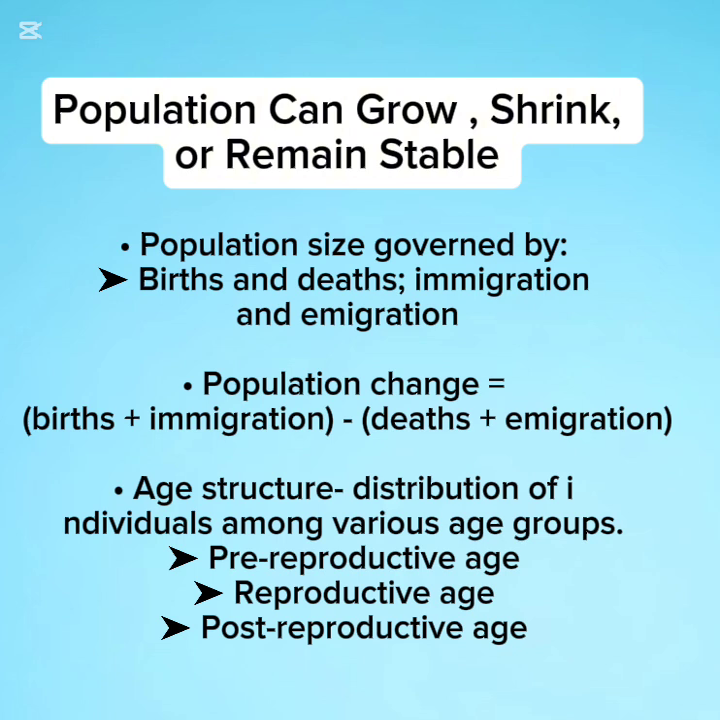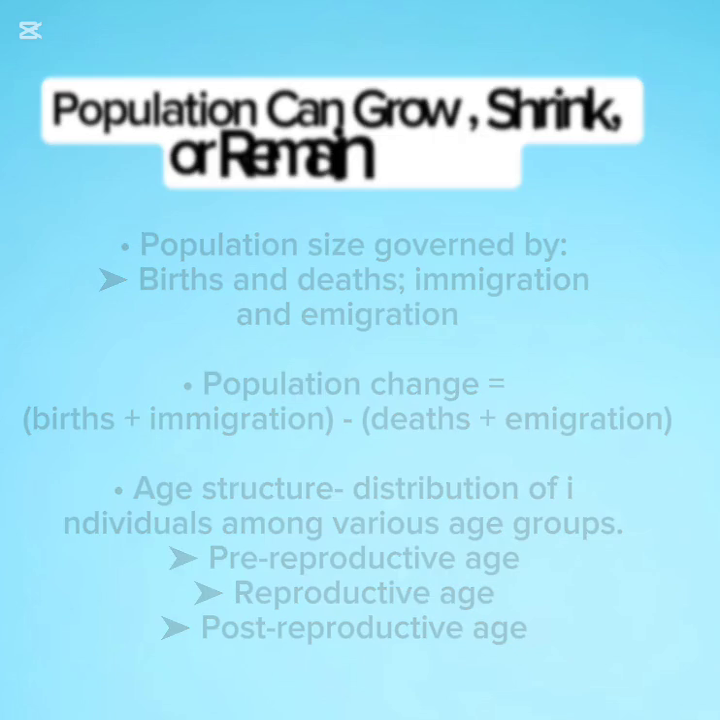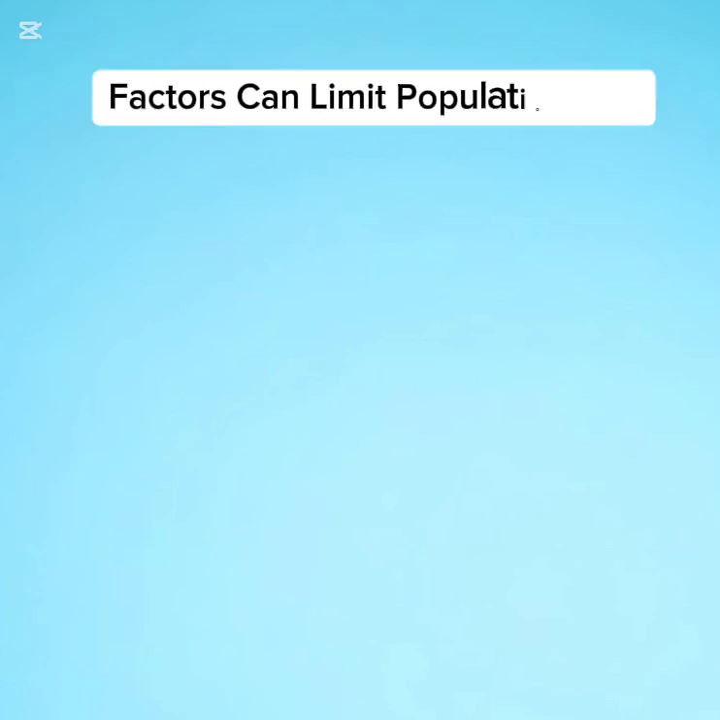Age structure refers to the distribution of individuals among various groups within a population. Age structure can be categorized into several groups. First, pre-reproductive age. Second, reproductive age. And third, post-reproductive age. Factors can limit population size. There are three factors that can limit population size.